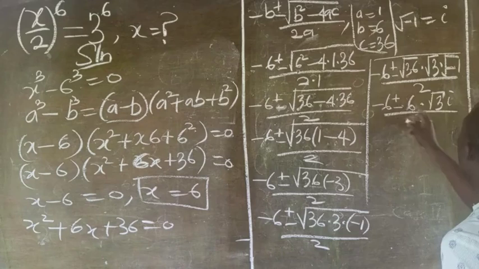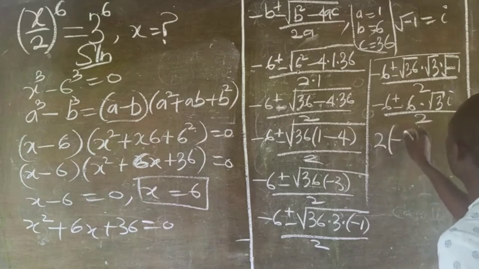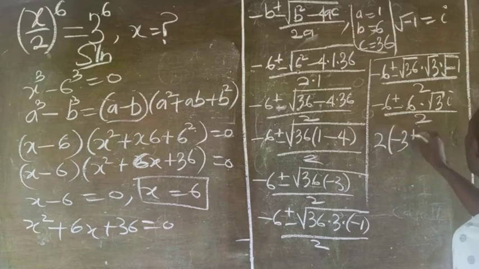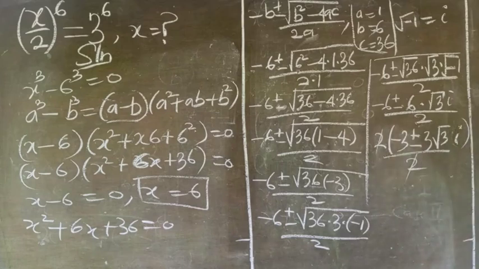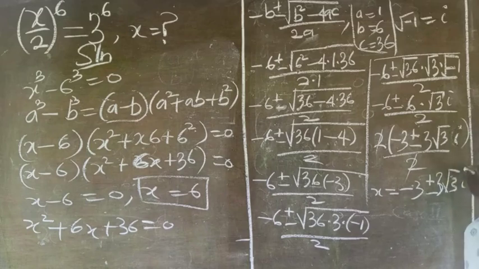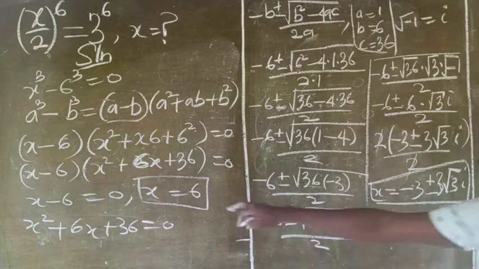Since minus 6 is common, we can bring out 2. If we factor out 2 from here, it becomes 2 into minus 3. This becomes minus 3 plus or minus 3 square root of 3 i all over 2. Now, successfully, these 2 can cancel. Our s will now be equal to minus 3 plus or minus 3 root 3 i. And this is our second relation. That was our first one.